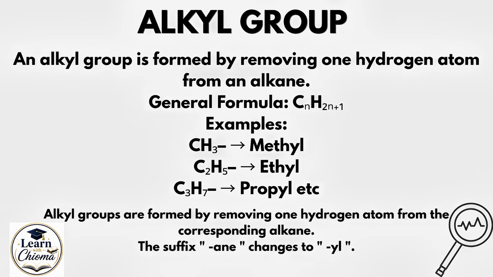Their names are obtained by replacing the suffix -ane in the parent alkane with -yl. For example, methane becomes methyl, written as CH3. Ethane becomes ethyl, written as C2H5. Propane becomes propyl, written as C3H7.